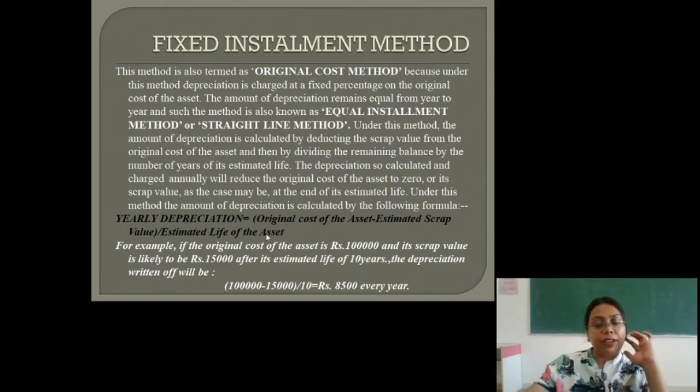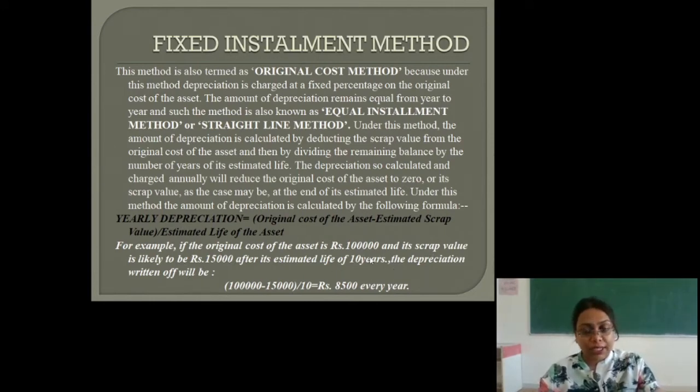For example, if the original cost of the asset is 1 lakh and its scrap value is likely to be 15,000 after its estimated life of 10 years, what will the depreciation written off be? So how will we calculate the depreciation in this case? The original cost of the asset is 1 lakh rupees. Estimated scrap value is 15,000. Estimated life is 10 years.